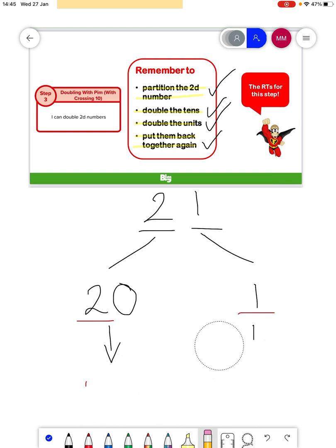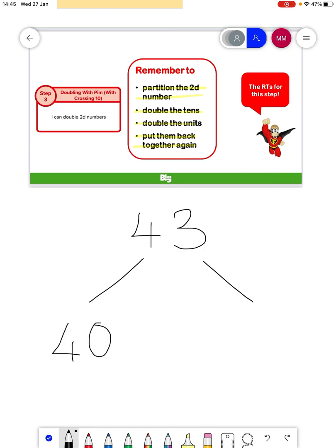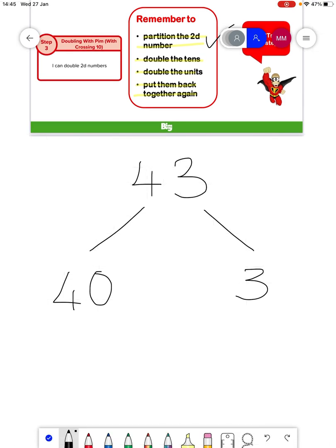Let's try another example then, boys and girls. So the question is 43 this time, we have to double it. So let's go back to remember twos. We have to partition it first of all. How many tens? Yep, 4 tens, 40. How many units? 3. Okay, check, done that. Now we have to double our tens first of all. So double 40. If you're not too sure, remember what's double 4 and then add your 0 and you would get 80.